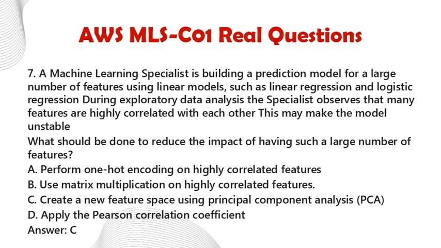A. Perform one-hot encoding on highly correlated features. B. Use matrix multiplication on highly correlated features. C. Create a new feature space using principal component analysis, PCA. D. Apply the Pearson correlation coefficient. Answer: C.